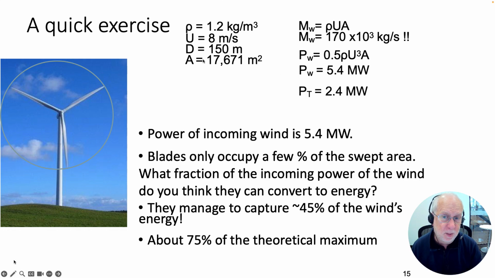But in fact, a typical wind turbine will generate about 2.4 megawatts in this situation, this wind speed, this size. Which is actually pretty remarkable. The blades are only occupying a very small part of this area, but still it's getting about 45% of the wind's total energy. And as we'll see in a minute, that's about 75% of the theoretical maximum. So actually it's not just the wind that hits the blades, it's all the wind that goes through here. A good fraction of that power is being mopped up.